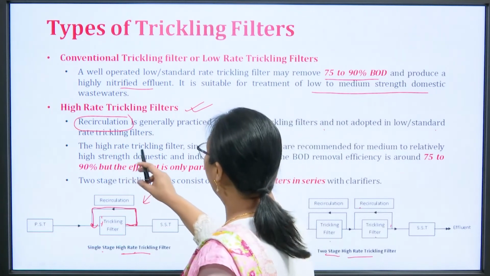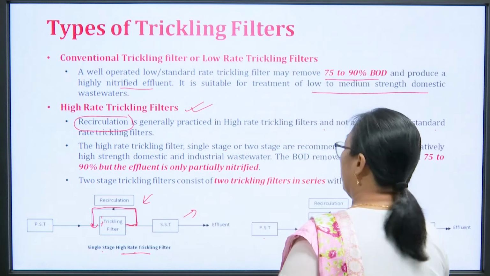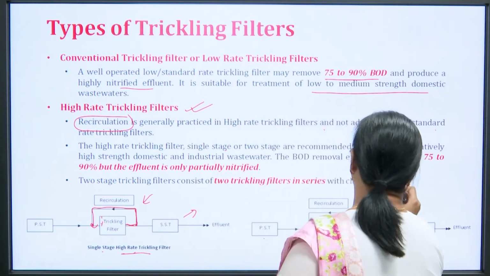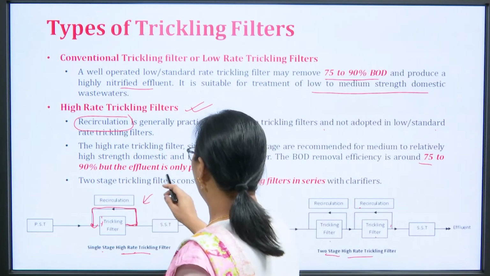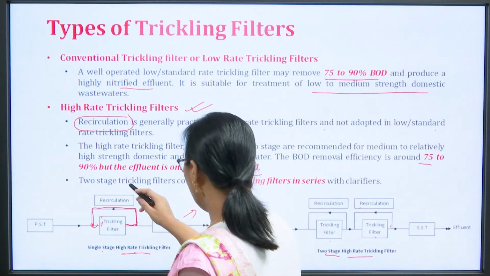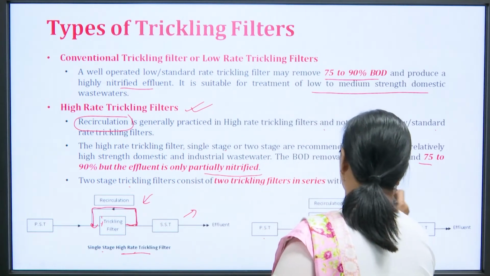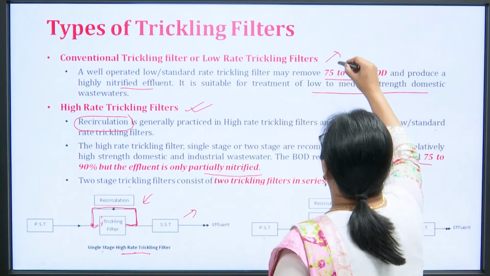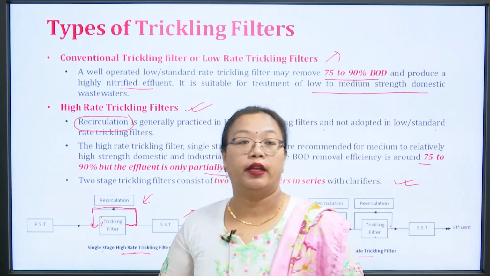High rate trickling filters, single stage or two stage, are recommended for medium to relatively high strength domestic and industrial wastewater. BOD removal efficiency is around 75 to 90%, but the effluent produced is only partially nitrified. A two-stage trickling filter consists of two trickling filters in series with clarifiers.